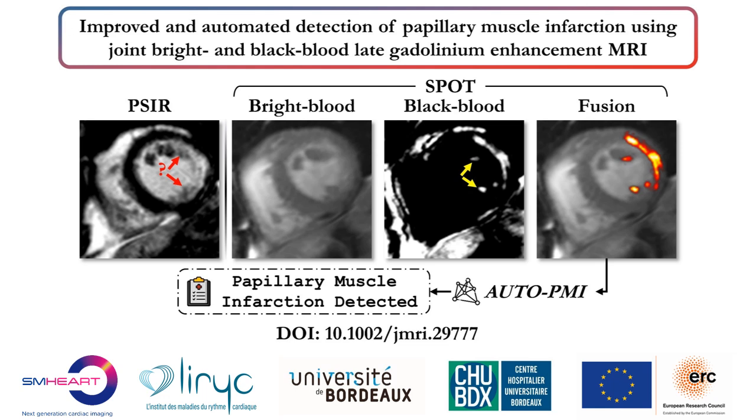Friends, and I'm going to present our project, which was just published in JMRI, which is called Improved and Automated Detection of Papillary Muscle Infarction using joint bright and black blood late gadolinium enhancement MRI.